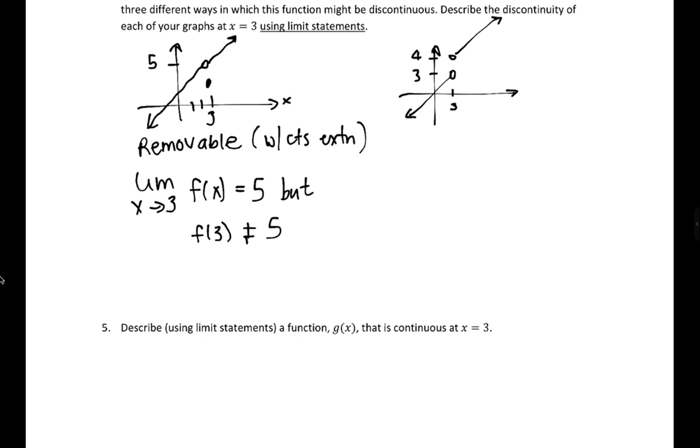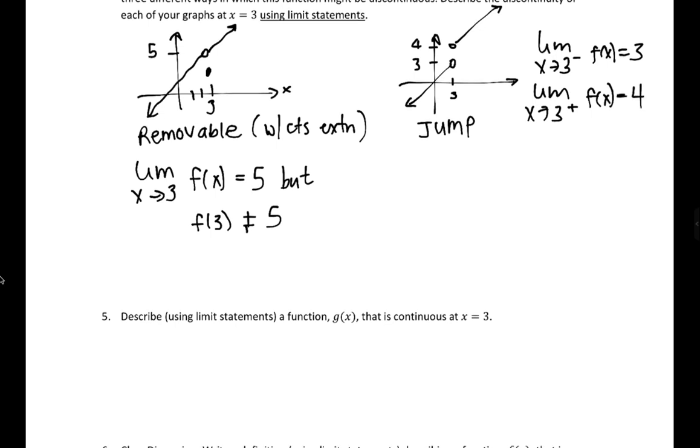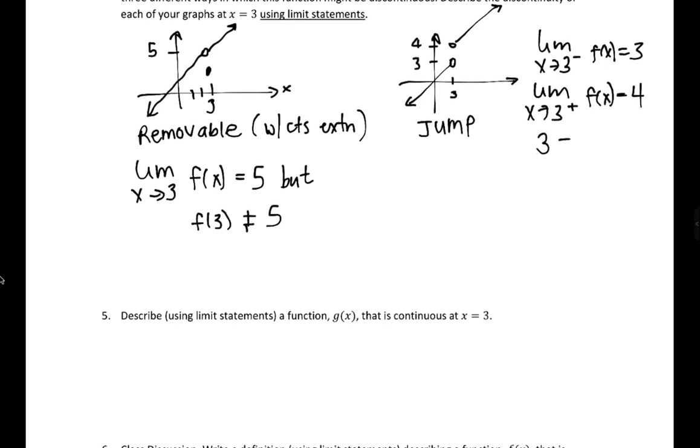Okay, so this is what's known as the jump type of discontinuity. It makes sense because the function kind of did a little jump. In terms of the limit statement, the limit as x approaches 3 doesn't exist. In particular, the limit as x approaches 3 from the left of this function is 3, and that's different than the limit as x approaches 3 from the right, which is 4, right? And 3 doesn't equal 4.